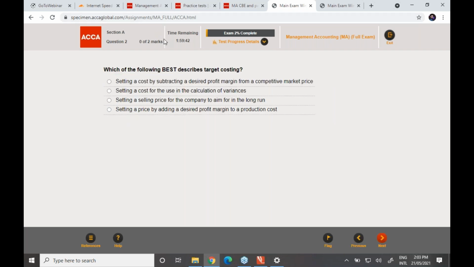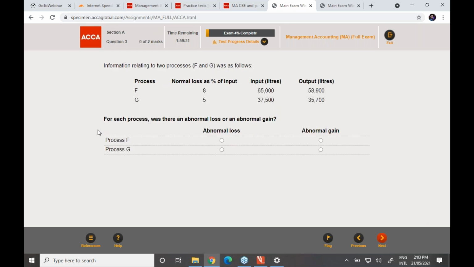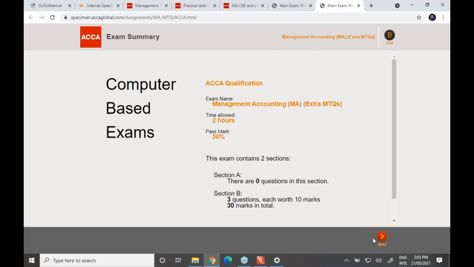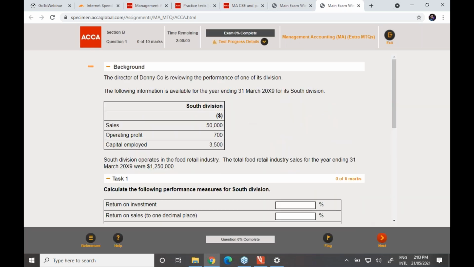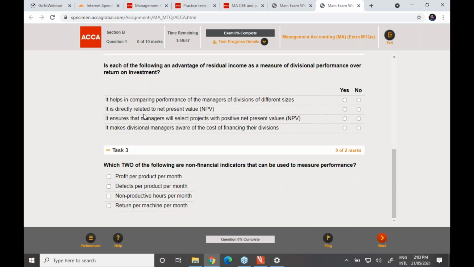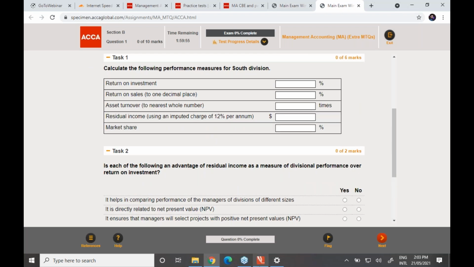Click on the next. Best target costing. For example, if I give the wrong answer, it will show you the wrong answer. This is the right answer, which we had done. Next. Then again, you have to calculate it. And this is the extra MCQ. You have to go next, start your exam, and this is extra MCQ. So you must use the resources of accaglobal.com, which are available for your benefit.